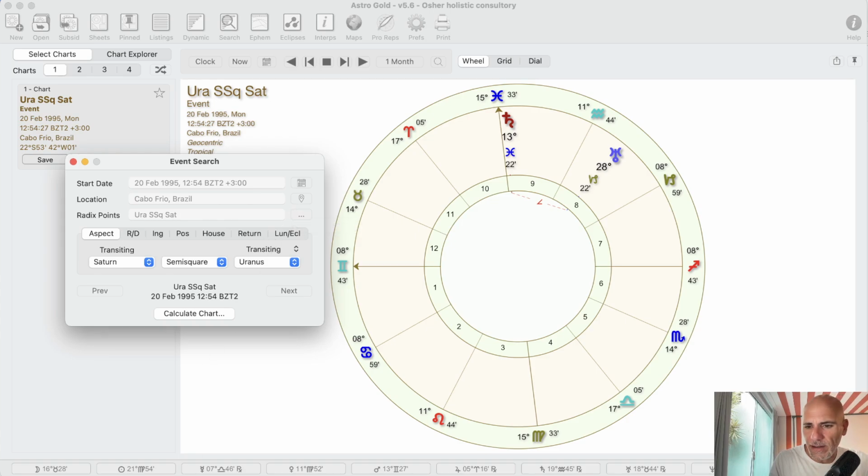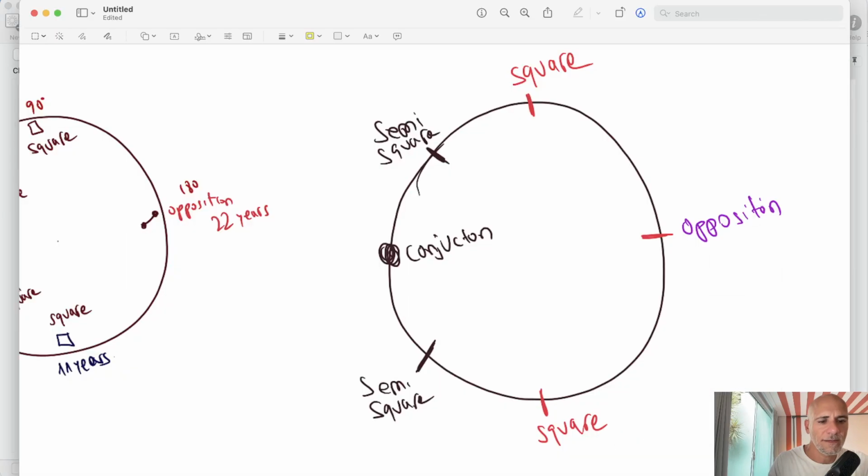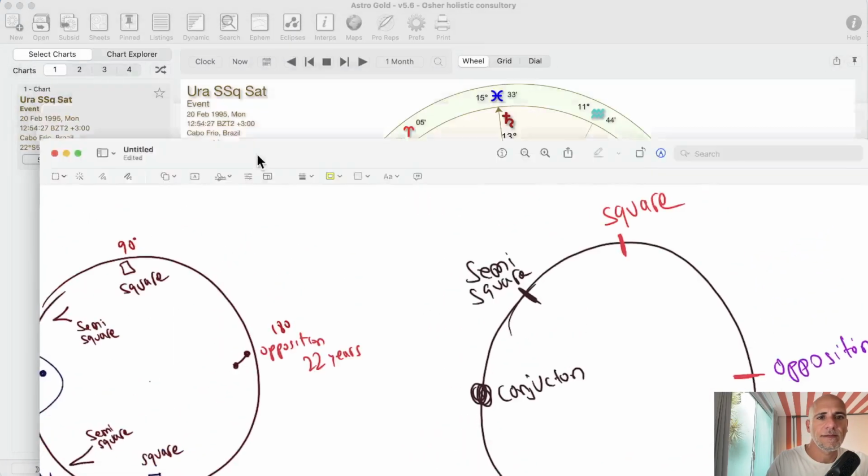How are we drawing 45 degrees? I'm going to show you, not this, this.